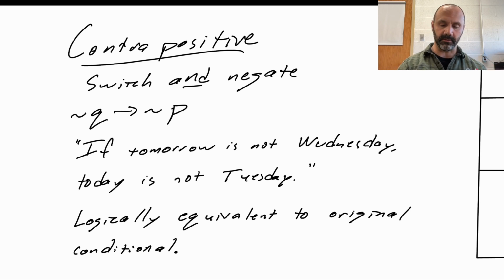So it would take the form not Q, therefore not P, or if not Q, then not P, or not Q implies not P, right? This is the arrow, means if then or implies. The best language to use is probably just the if then. So we stick to that. The contrapositive is logically equivalent to the original statement, right? To the original conditional, you could say.